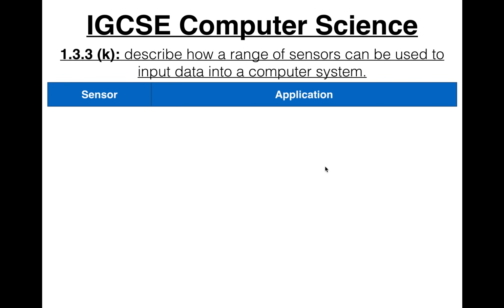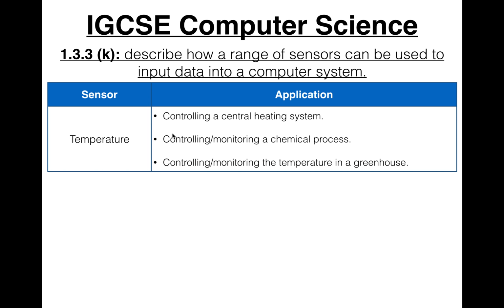So let's look at the sensors and the application of the sensor. So temperature we'll start with. Temperature can be used to control a central heating system, controlling and monitoring a chemical process, and controlling and monitoring the temperature in a greenhouse. Now, note the difference between controlling and monitoring. Controlling is when you control something. So the microprocessor has something to do with the control of devices, of actuators. Monitoring is a bit different. Monitoring is when the microprocessor can read values, but can't change anything. All it can do is monitor, and if something is out of place, it can output a warning message. So we'll look at that in the next video as well.